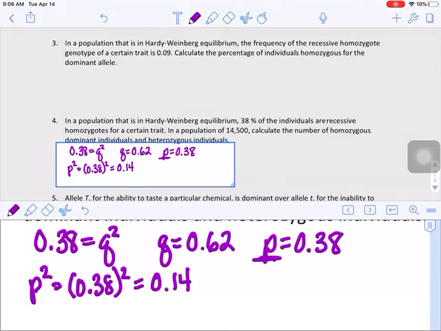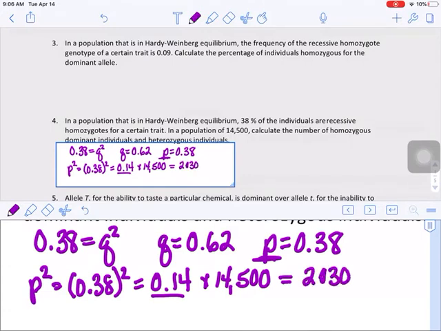Now it's asking, in a population of 14,500, calculate the number of homozygous dominant individuals. So all I'd have to do is take that times 14,500, right? So 14% of that. And when I do that, I get about 2,030 individuals. So that answers the first part of the question: the number of homozygous dominant individuals, 2,030, out of the 14,500.